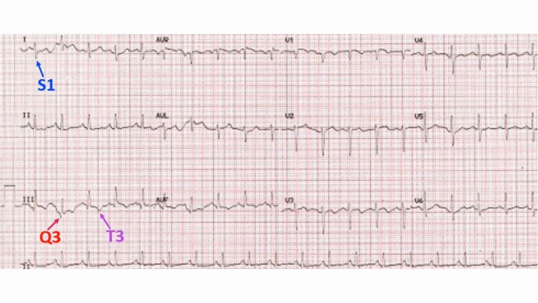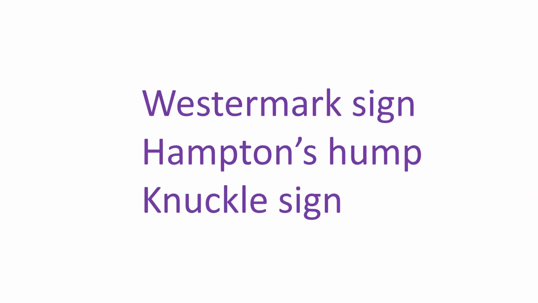S1Q3T3 pattern means the presence of S wave in lead 1, indicating a rightward shift of QRS axis, with Q wave and T inversion in lead 3. The same pattern can also occur in other cases of acute cor pulmonale. There are some named radiological signs in pulmonary embolism.